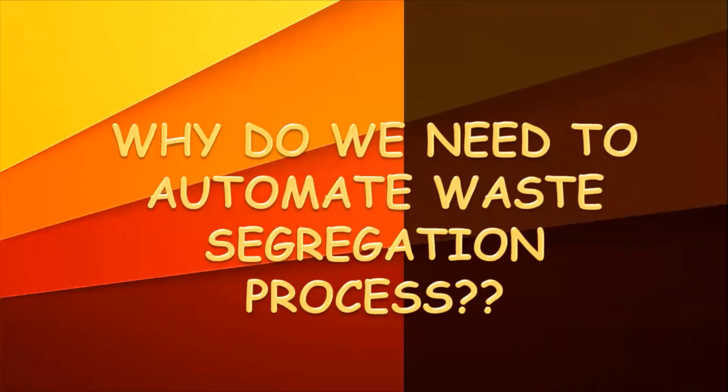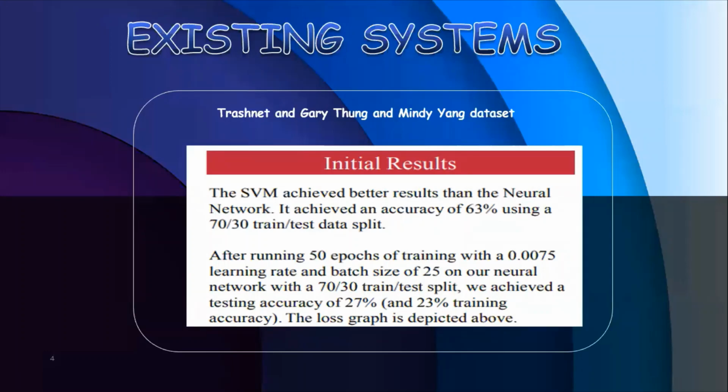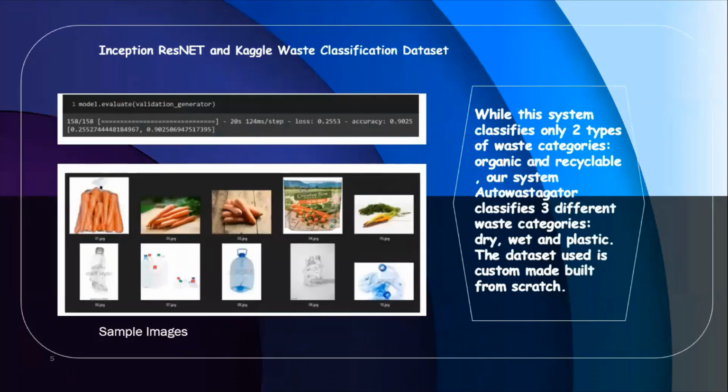So why do we need to automate the waste segregation process? In the storyline shown, we can see how improper waste segregation impacts our environment. As seen, the initial models only had accuracy rates of 63% and 27%. This model had a good accuracy rate, but it had only two classification classes.